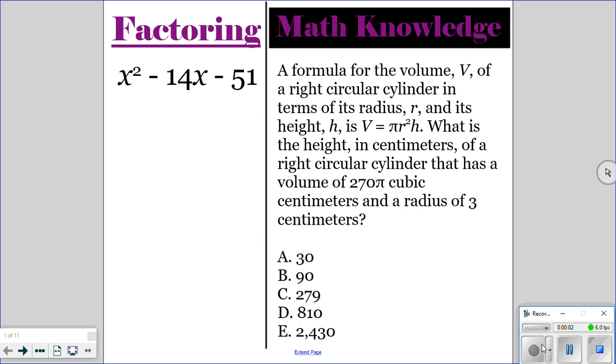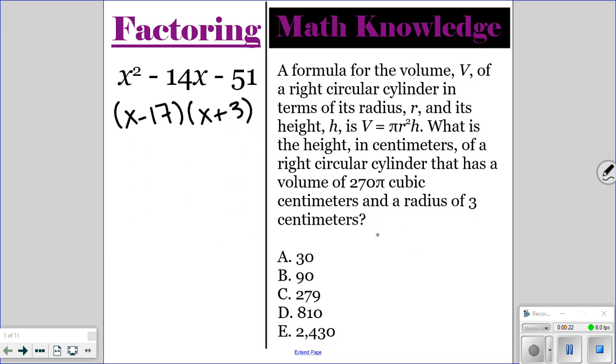Alright, so y'all go ahead and do the factoring and the math knowledge question, pause the video, and then once everyone is finished, you can unpause the video and I'll go over the correct answers. So for the factoring, you're going to have (x − 17)(x + 3).